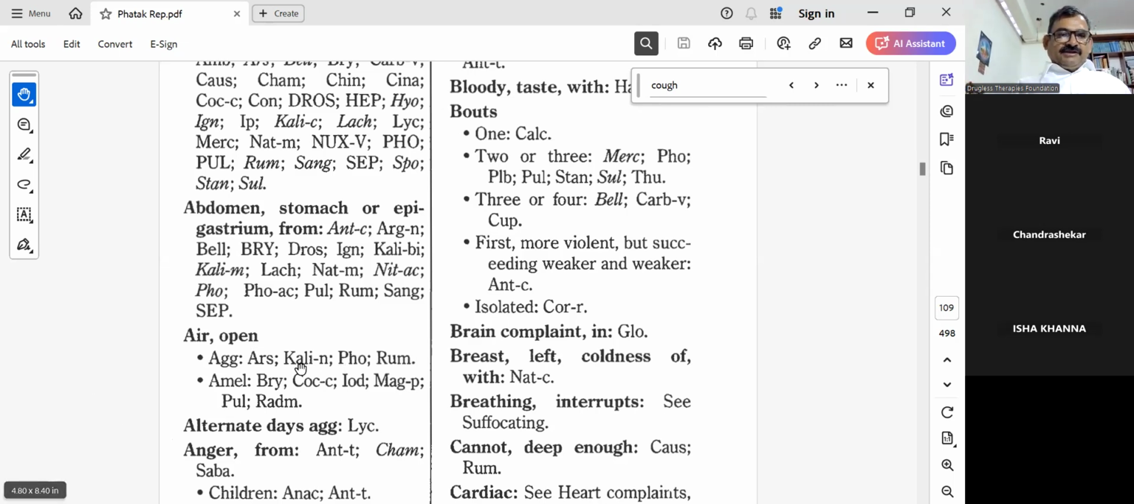If open air aggravation, AGG means aggravation. Aggravation means something is increasing in the open air. That time: arsenicum, kali nitricum, phosphorus, and rumex. The full form of these you will get, as I told you, at the beginning of the book, where all the short forms are in the elaborated form. So, open air aggravation, open air amelioration.